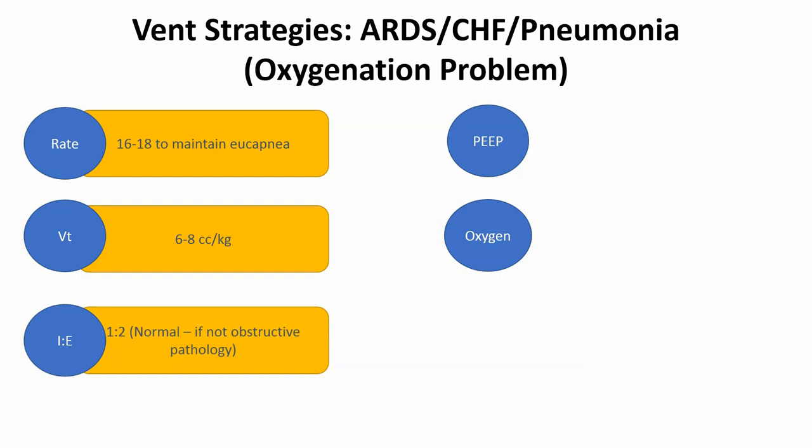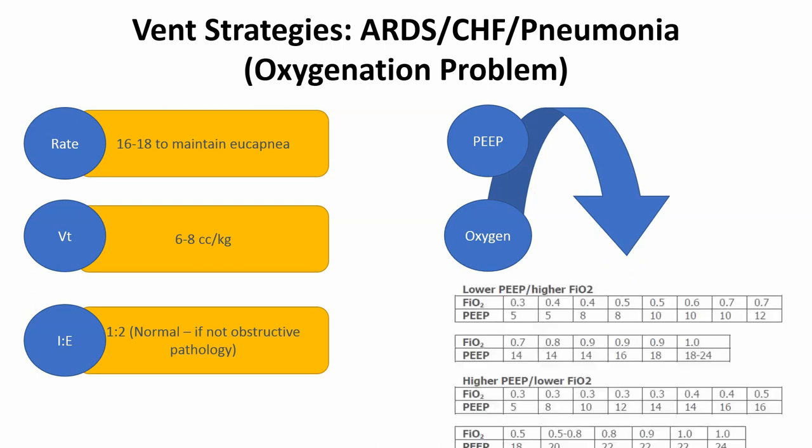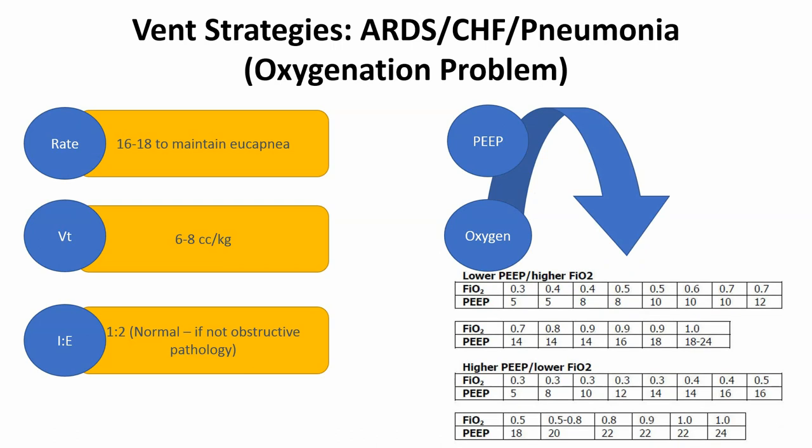If it was a COPD patient, we would want that I to E ratio to be longer on the expiratory side to give them more time to exhale. Your PEEP and oxygen or FiO2, well, that really depends and it can vary. The folks from ARDSnet did this big study, and this study found that if you used lower tidal volumes and higher PEEP values, then the patients did better.